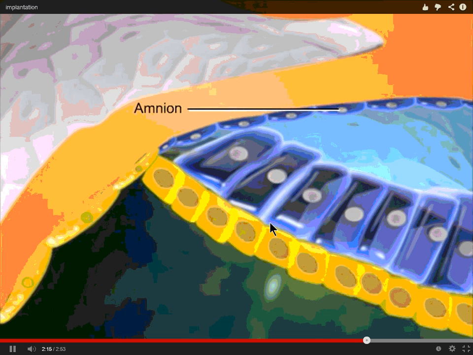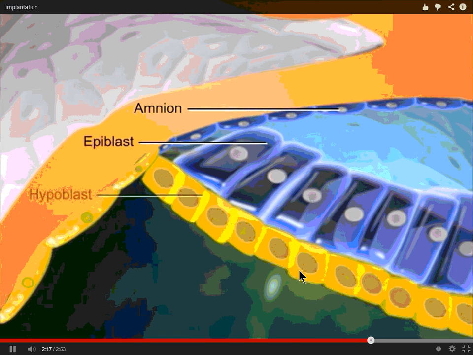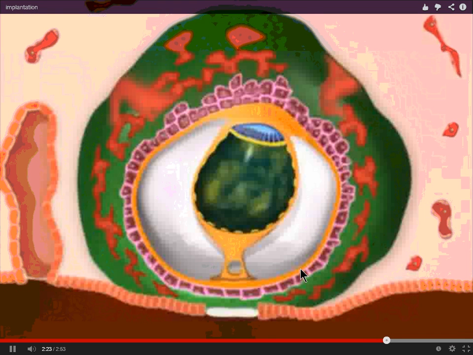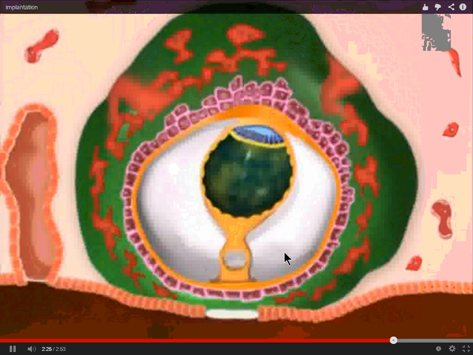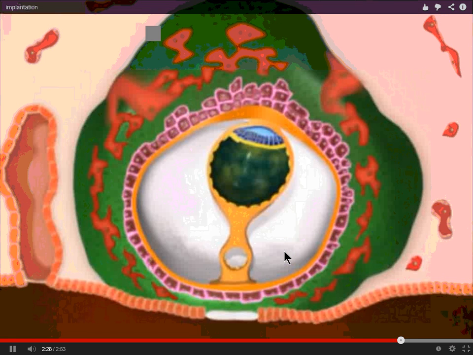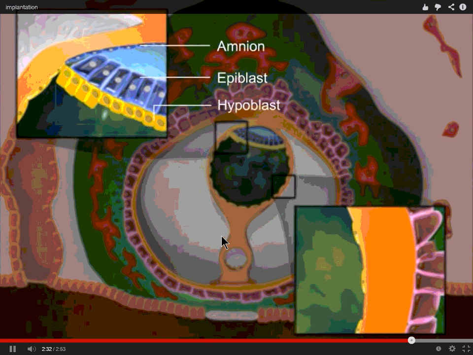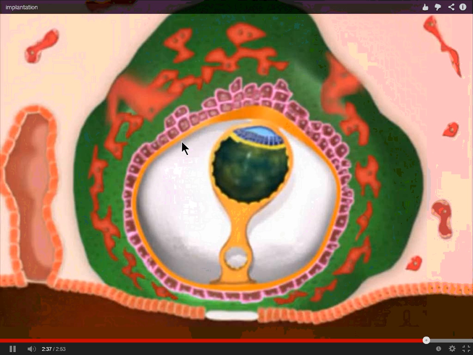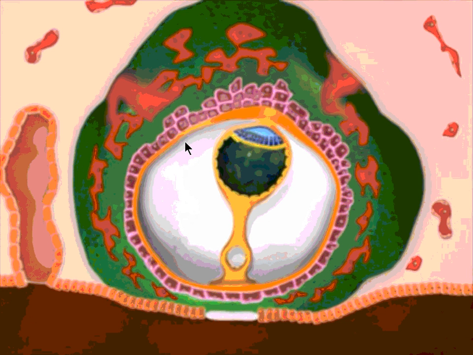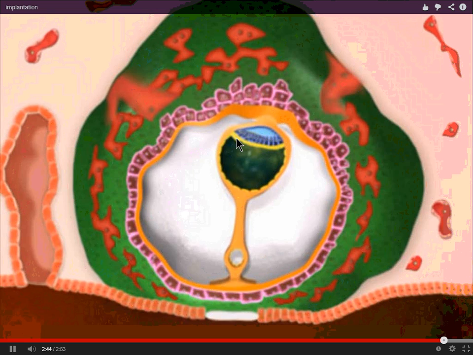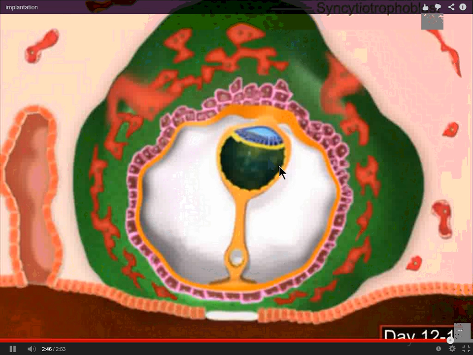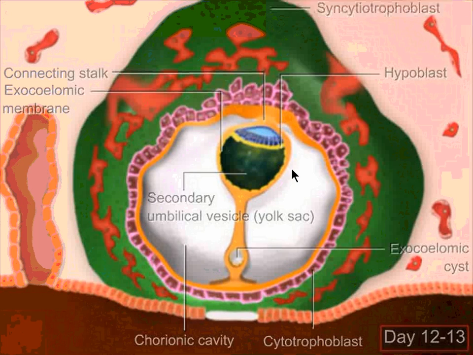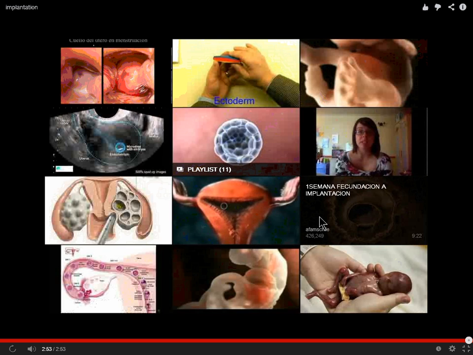So here there were two layers initially. As the embryo begins to grow, a third layer will be added. Those are shown.